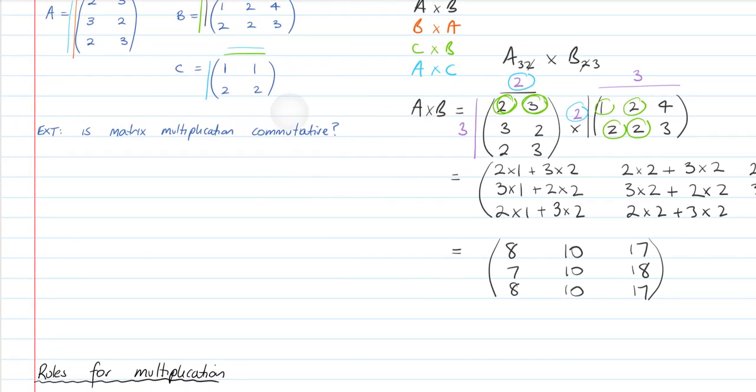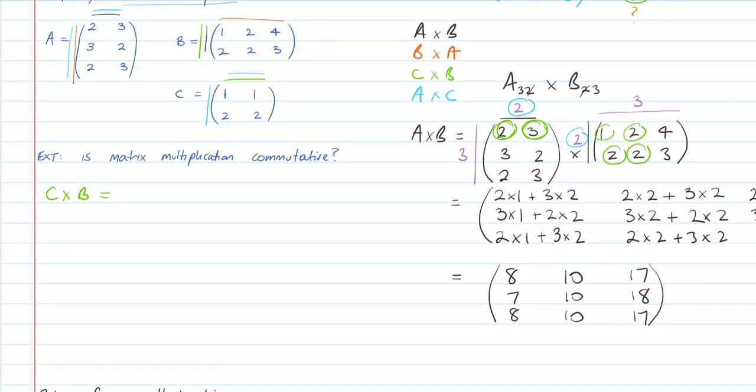I did promise we would do C times B though, so let's just quickly do this down here. C times B equals, again I encourage you to pause now and see if you can do this calculation, and that is 1 1 2 2 times by 1 2 4 2 2 3. And see if you get the same as me. And then I'll carry on in silence and you can watch what I've done and see if they match.